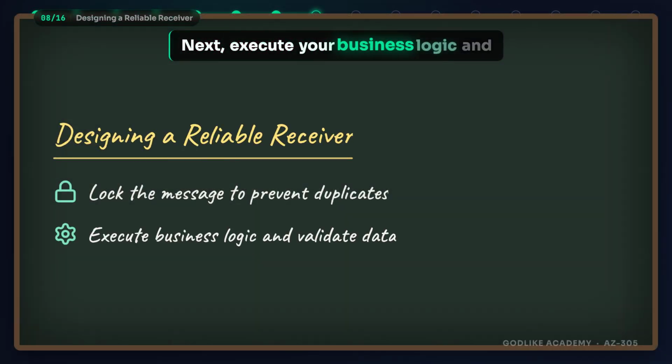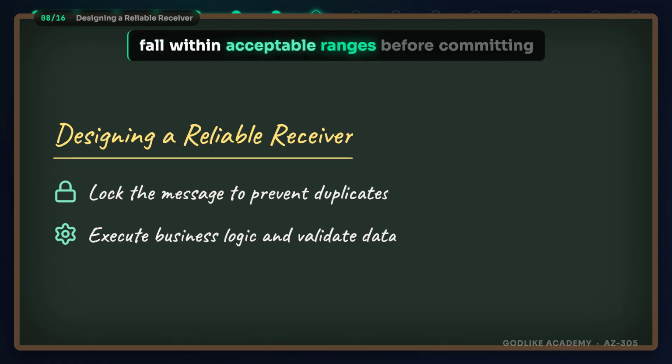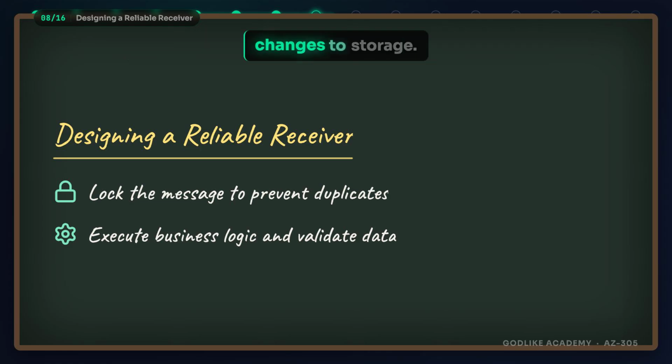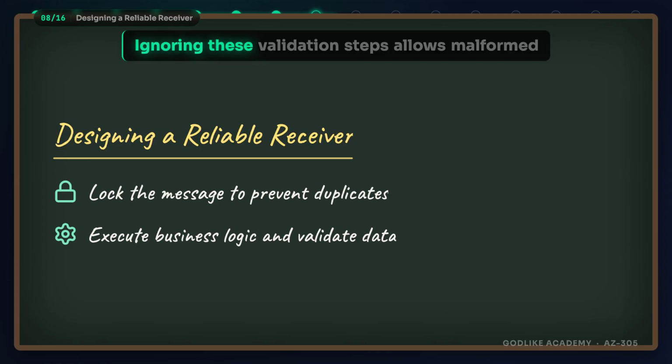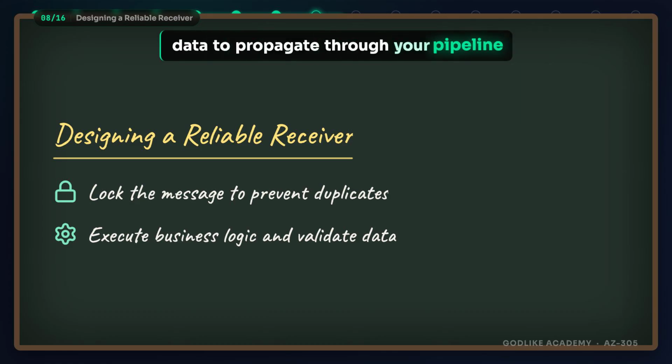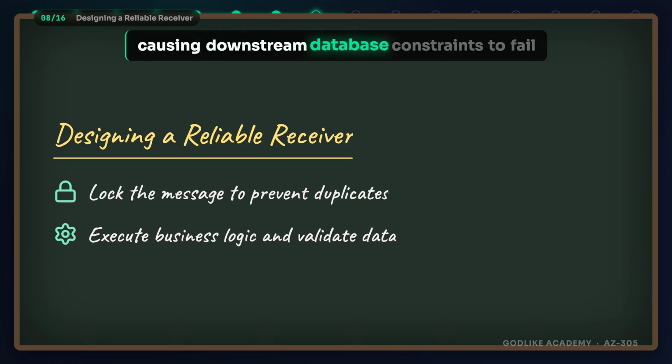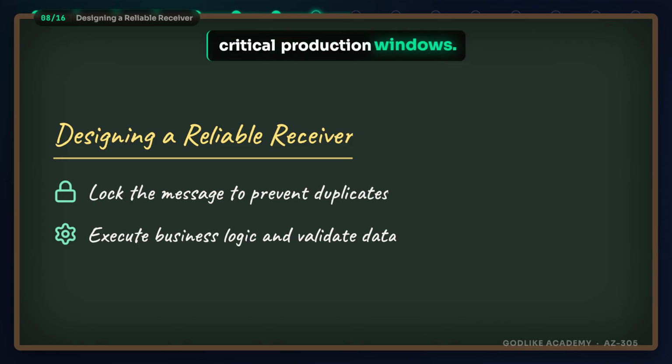Next, execute your business logic and validate the incoming payload against your strict schema requirements. You should explicitly check for null values and verify that numeric fields fall within acceptable ranges before committing changes to storage. Ignoring these validation steps allows malformed data to propagate through your pipeline, causing downstream database constraints to fail and triggering unexpected service restarts during critical production windows.